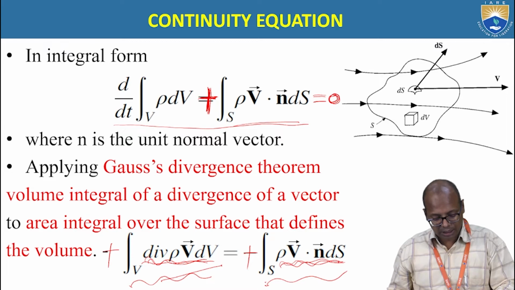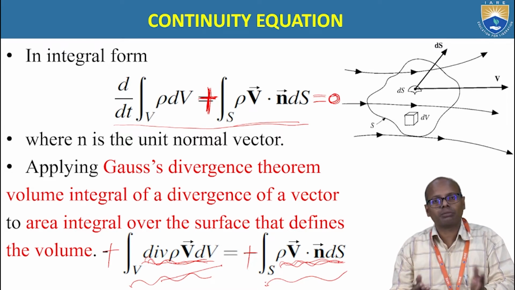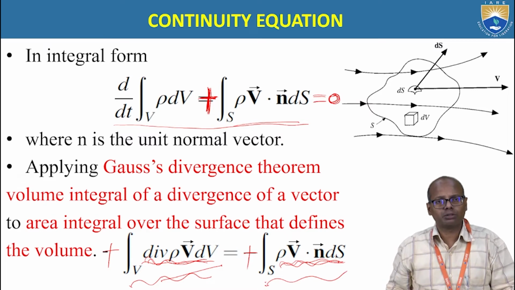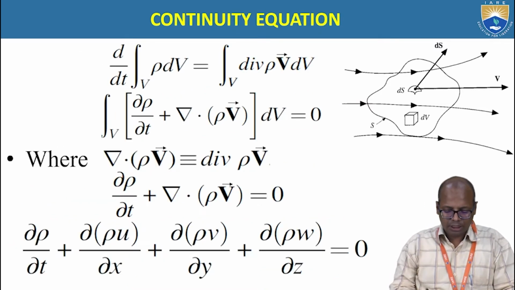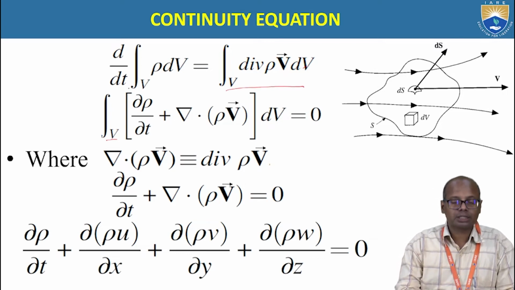Here a volume integral is there. If I put another volume integral, I can bring all the terms inside one umbrella volume integral and equate it to 0. So that is what I am doing here. So I equated to the volume integral. I brought this side, this one.